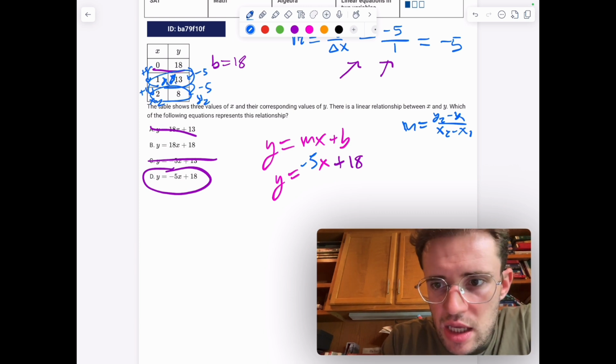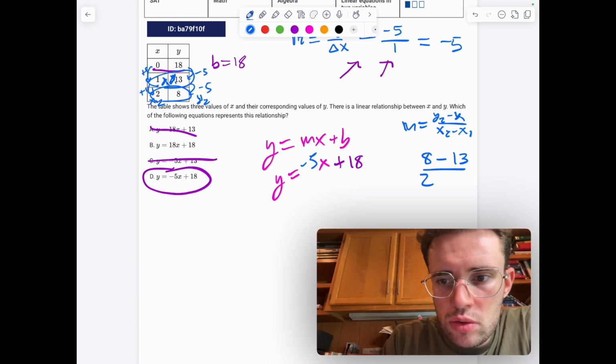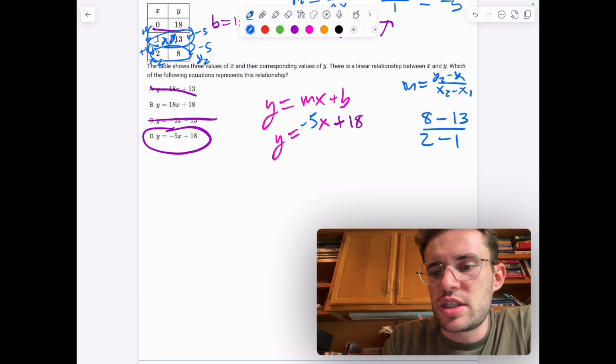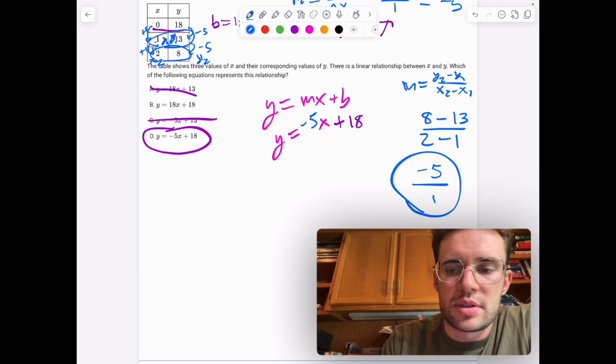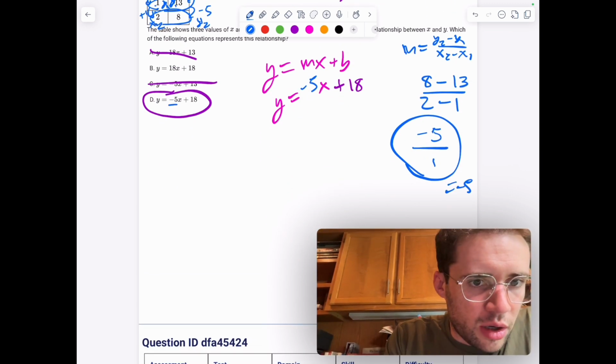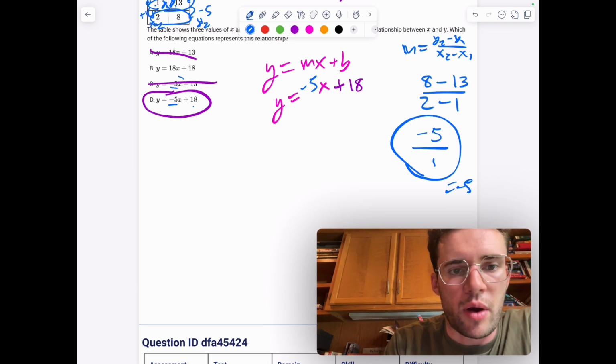So y2 is 8, y1 is 13. So we have 8 minus 13 in the top, and then our x2 is 2, our x1 is 1, so we have 2 minus 1 in the denominator. 8 minus 13 gives us -5, and 2 minus 1 would give us 1. Right, so the same thing as before, -5 over 1, which is equal to -5. So our slope here, they did give us -5 as two different options, but then you just make sure you have the right y-intercept of 18.